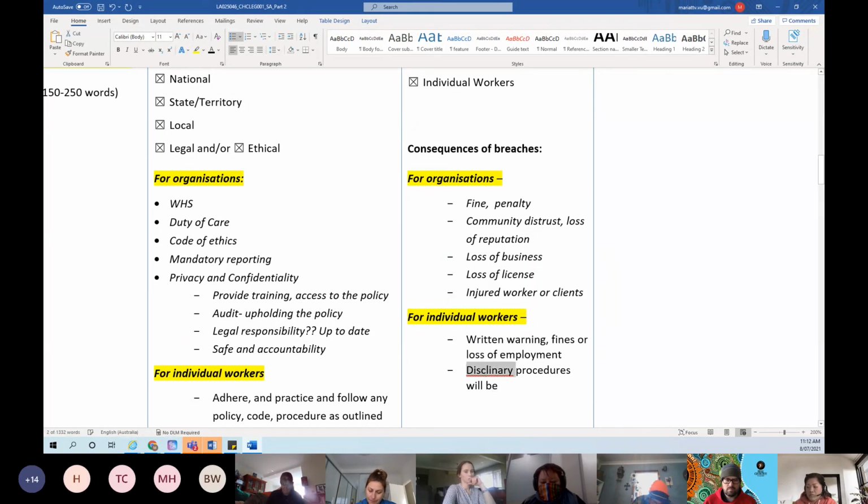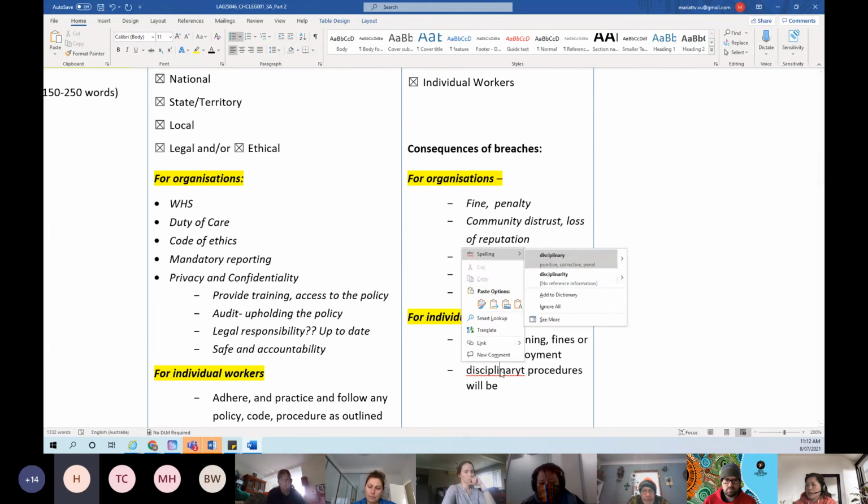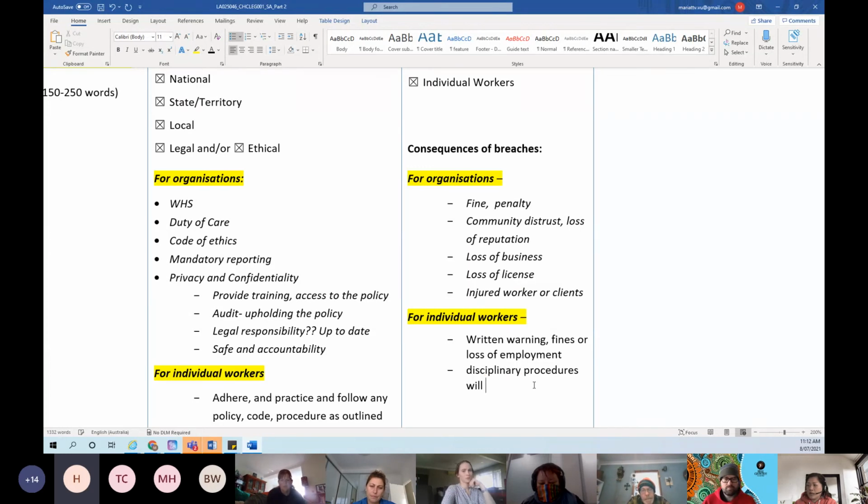Can't spell today, team. Is there certain breaches, like is there an amount of breaches that you can do that makes it impossible for you to get employment anywhere else? Like, can you get a mark against your name, or? It depends what it is.